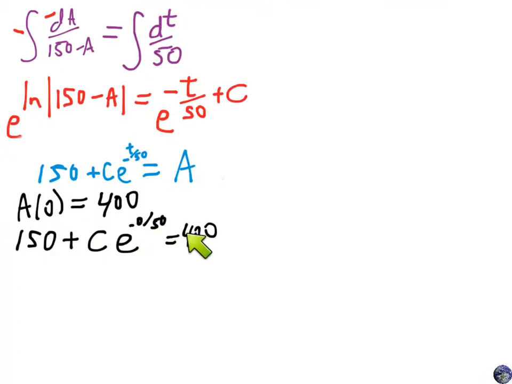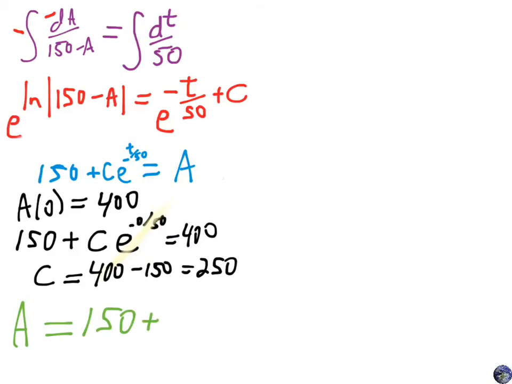just like we normally do. So, well, 0 divided by 50 is 0, negative 0 is just 0, e to the 0 is just 1. So this really just goes away. So what you have is 150 plus C equals 400, so you scoot the 150 over, and we finally have that C is equal to 250. Now, that's just what C is. We still need to figure out what our original equation is. So we go back up here, but instead of writing C, we're going to write 250. So A is equal to 150 plus, but instead of C, we say 250 e to the negative t over 50. So this right here is our particular solution for the amount of blackness in our tub. But we still have not answered the question.